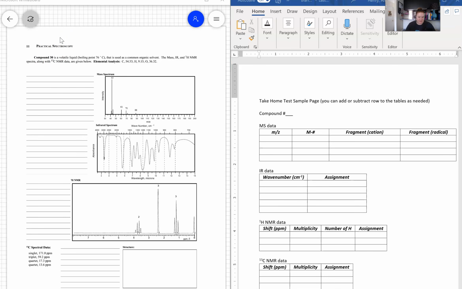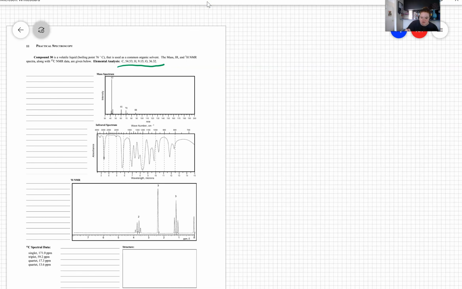Open on my screen here, I have the actual unknown, and I have the blank test page, which is posted up on Canvas. The very first thing that I'm going to do is use the elemental analysis data that is listed right here, and turn that into a chemical formula. We're told that carbon is 54.53, hydrogen is 9.15, and oxygen is 36.32. Those are percentages, but really we're just going to call them grams.